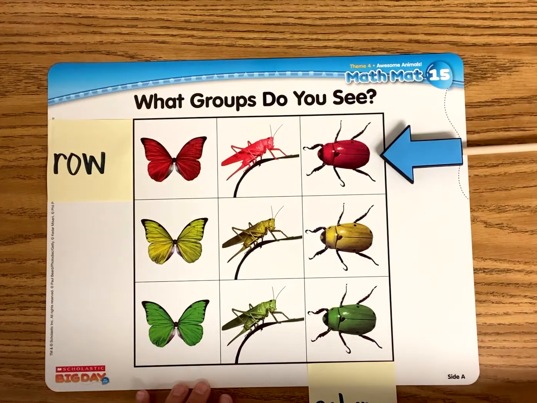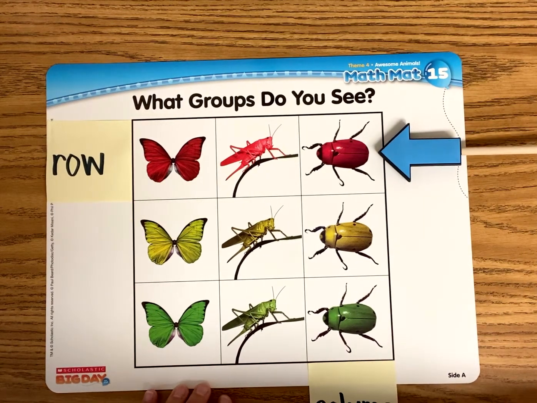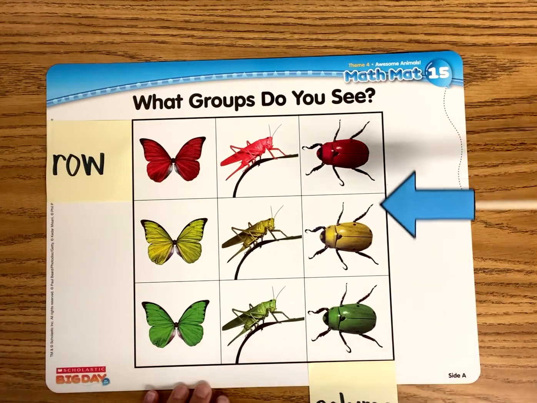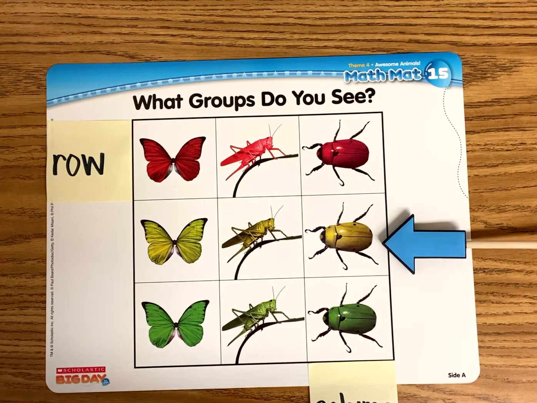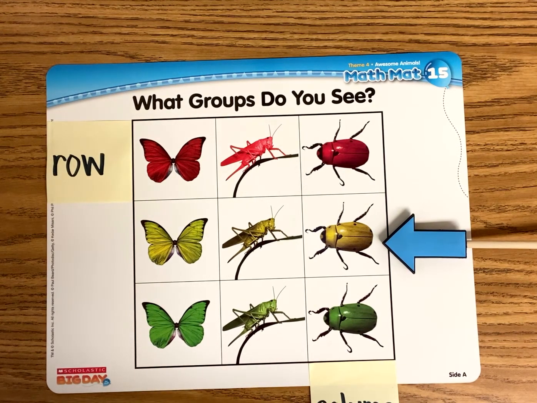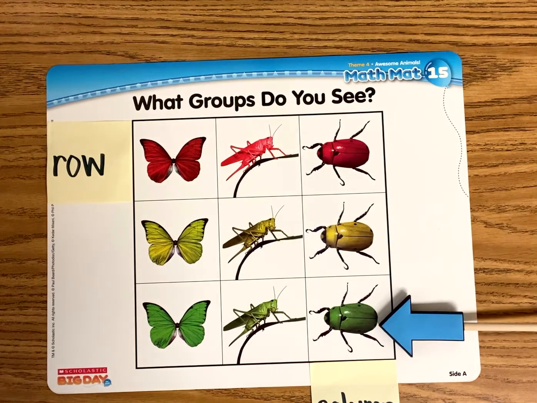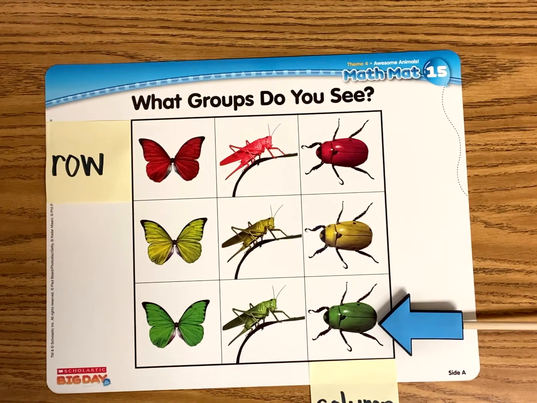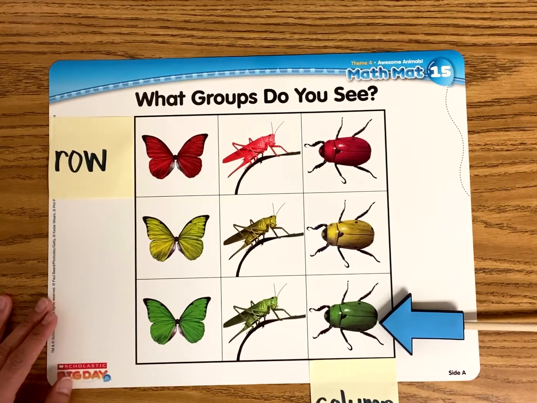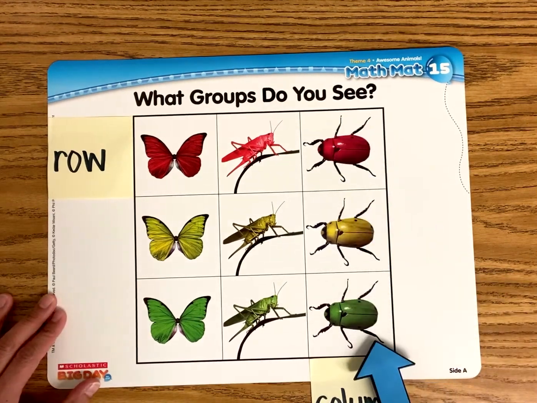What color is this row? Red. What color is this row? Yellow. What color is this row? Green. Good job, friends. Now let's look at our columns.